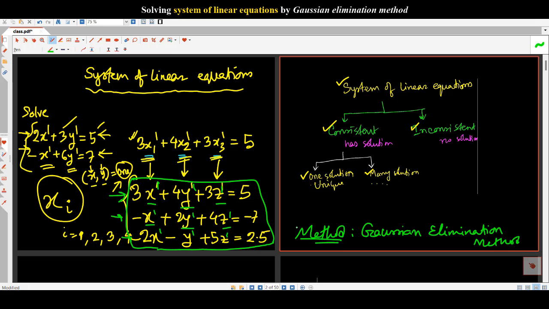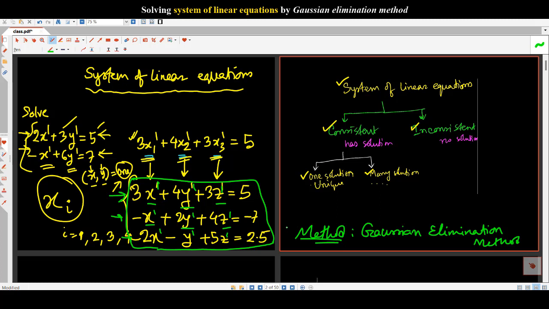But whatever we have learned at the secondary school level, that is the substitution process, maybe the elimination process. At college level we have learned Cramer's rule. Those are the basic methods that we have learned. But here we are going to study the Gaussian elimination method.